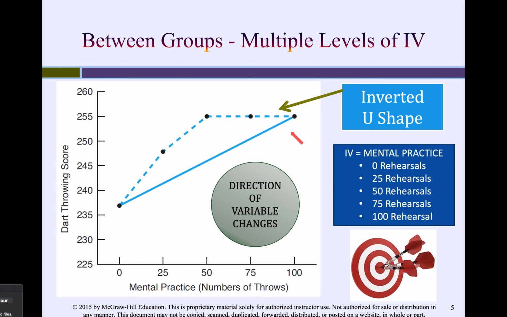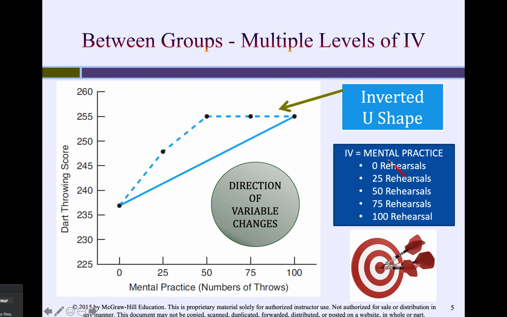In this study, researchers wanted to find out if you mentally practiced or did mental rehearsal of actually throwing darts across the room at a dartboard, would that somehow increase your dart throwing score? So here, the independent variable is the number of mental practice and rehearsals, and your dependent variable is your dart throwing score.